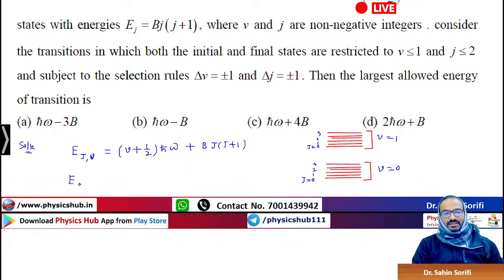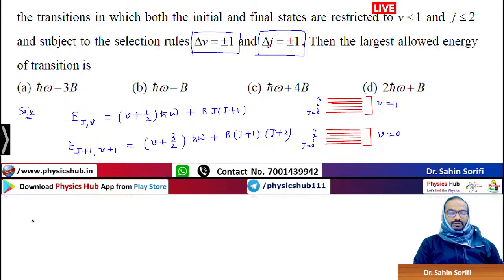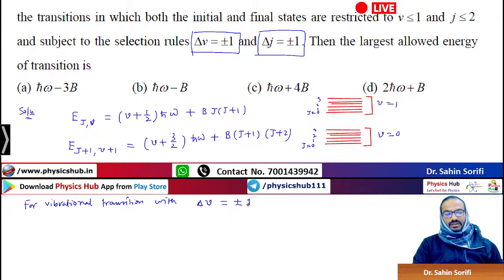If I write the next energy level, J plus 1, V plus 1, this can be written as V plus 3 by 2 h cut omega plus B times J plus 1 into J plus 2. Now the condition of transition: delta V is plus minus 1 for vibrational transition, and delta J is plus minus 1 for rotational transition.